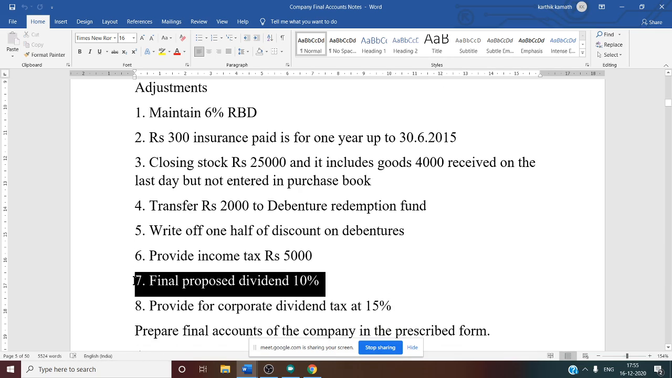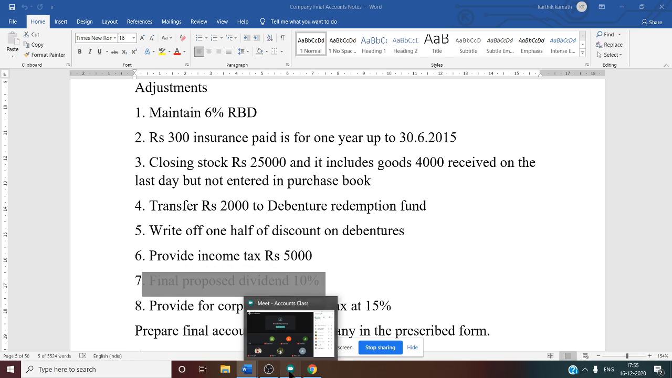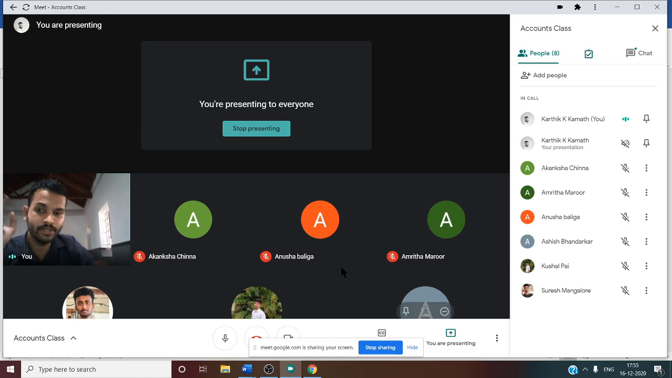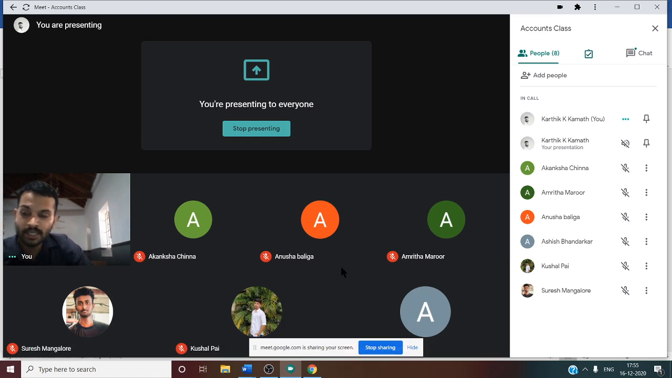Then final proposed dividend 10%. So proposed dividend 10%, again you have to show in P&L. Proposed dividend you have to show in P&L account, before calculating corporate dividend tax. Before calculating corporate dividend tax, you have to find out what is the total dividend paid by the company. That is why you have to show this proposed dividend there.